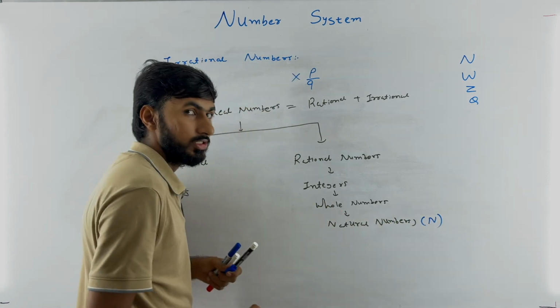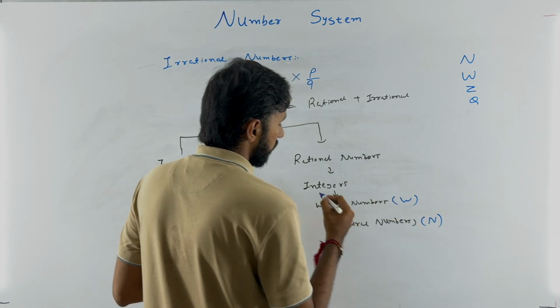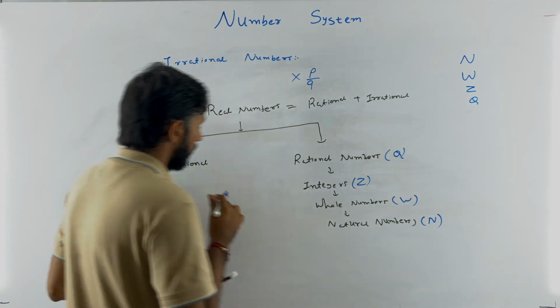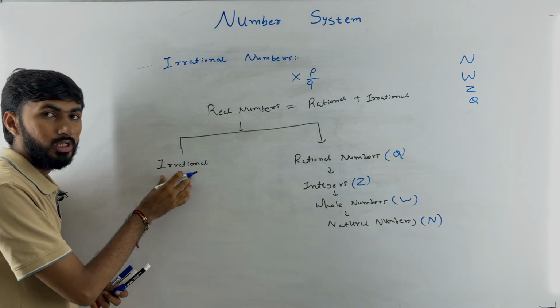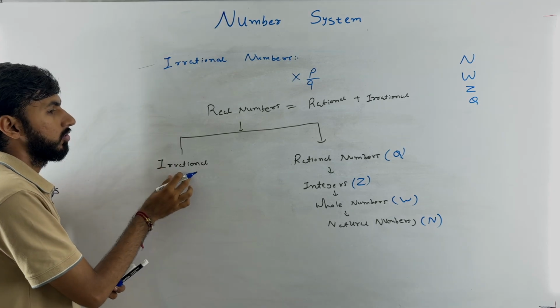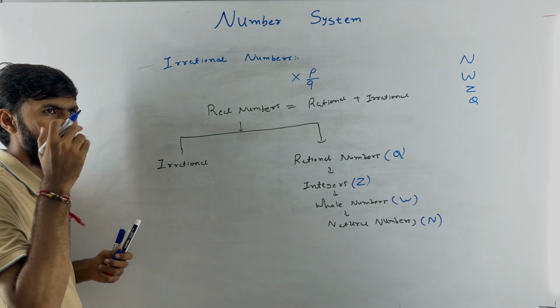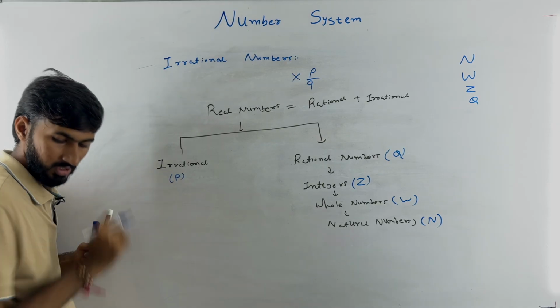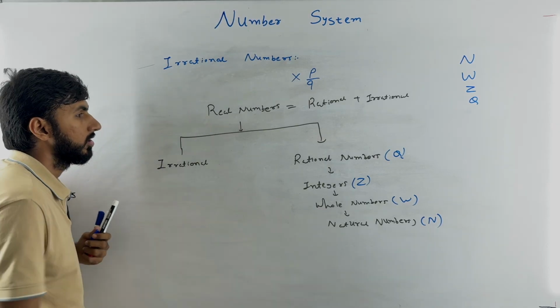Now when it comes to notation, for the natural numbers it is N, for the whole numbers it is W, for the integers it is Z, for the rational numbers it is Q. Now we do not have any popular notation for the irrational numbers, right? In some higher level books, some people represent it by P, but we do not have to remember this.